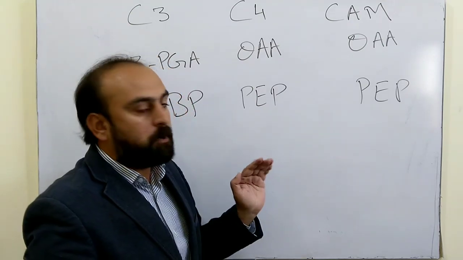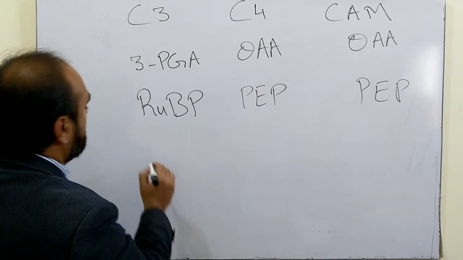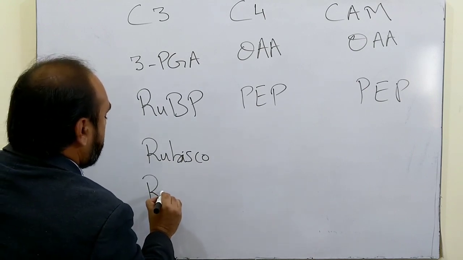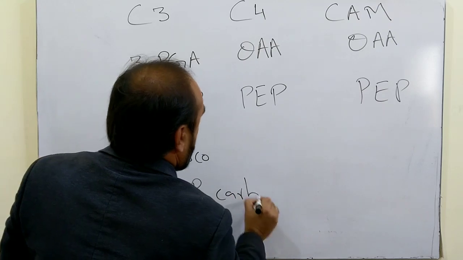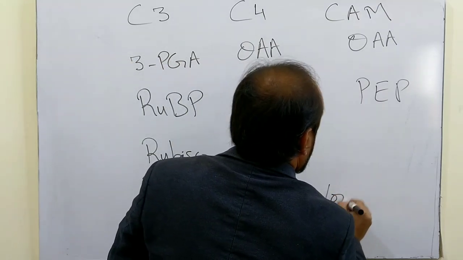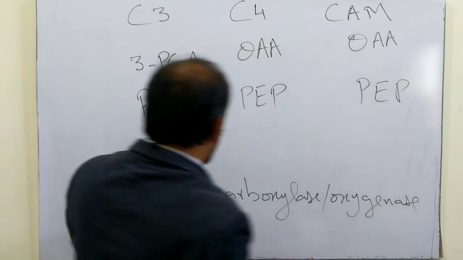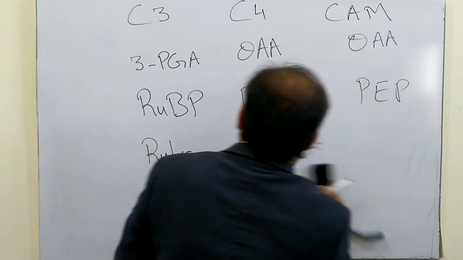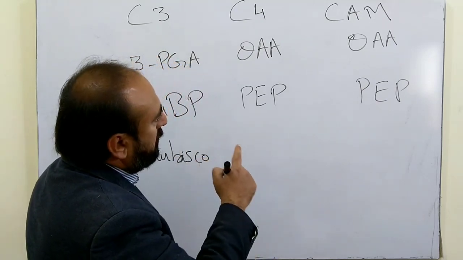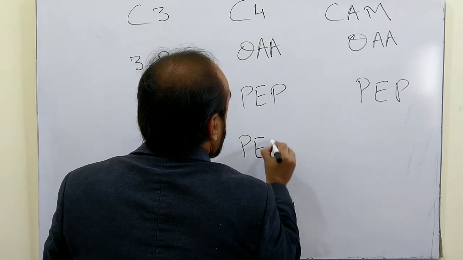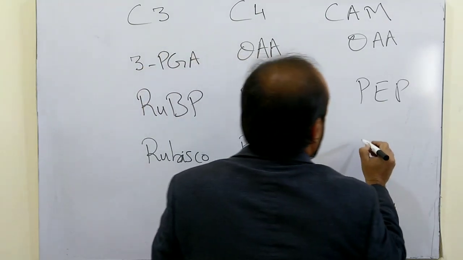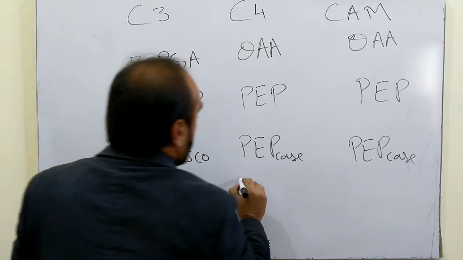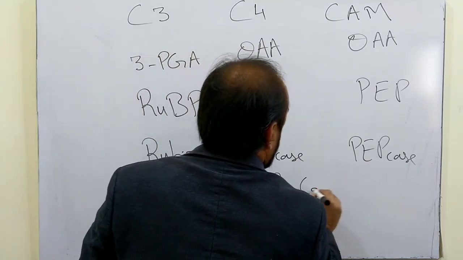The initial carboxylating enzyme in C3 plants is rubisco, that is ribulose 1,5-bisphosphate carboxylase oxygenase enzyme, abbreviated as rubisco. Whereas in C4 plants, the initial carboxylating enzyme is PEPcase, and the same enzyme in CAM plants. PEPcase is phosphoenol pyruvate carboxylase or PEP carboxylase.